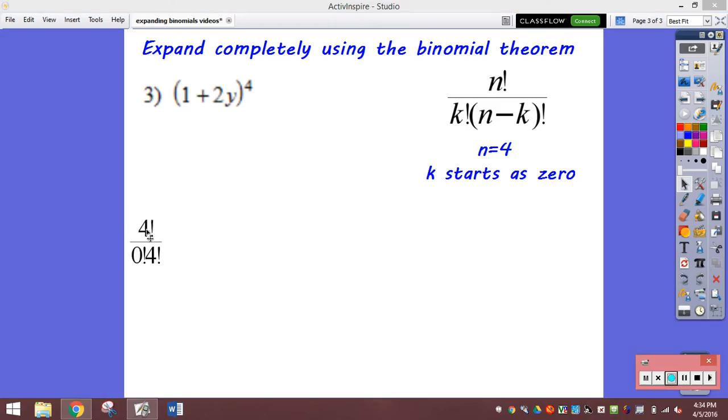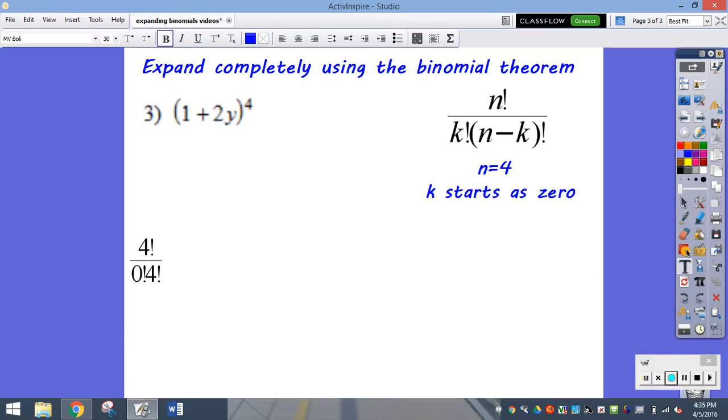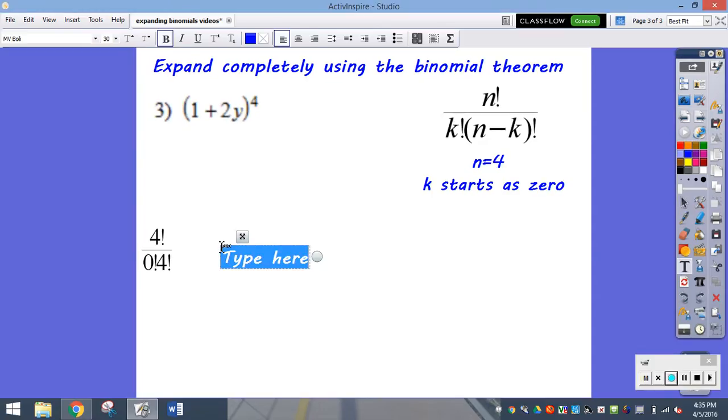I would have 4 factorial, because that's the exponent, 0 factorial, because I'm working on the first term, and the term number of the first term is 0, and then 4 minus 0 would be 4. That's where this 4 factorial came from. So then I'm going to throw in a plus sign, give some space, because I know I'm going to have some variables and things here once I move on to the next step. And then I'm going to repeat the process.